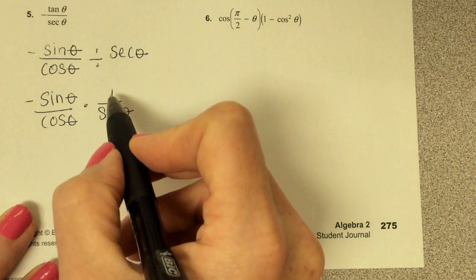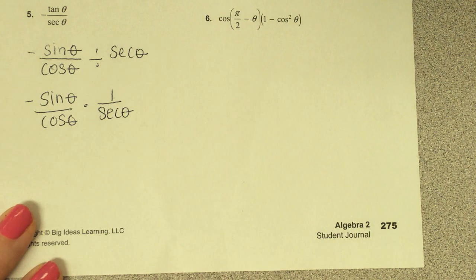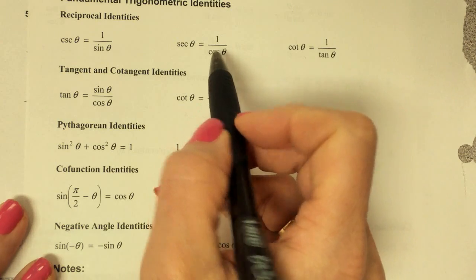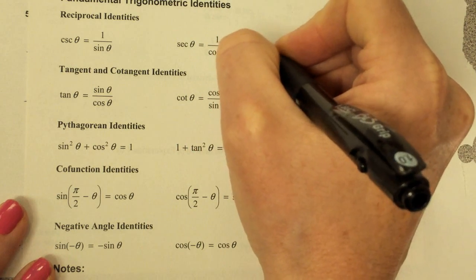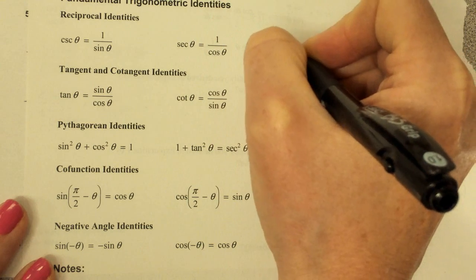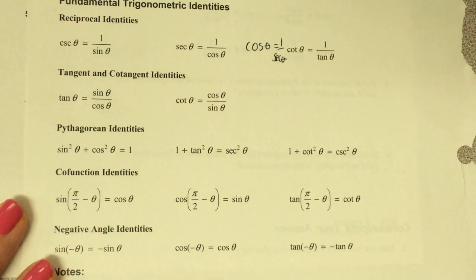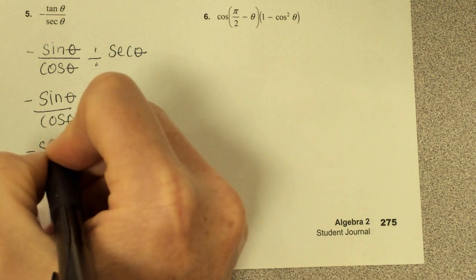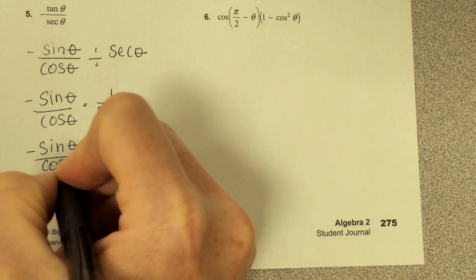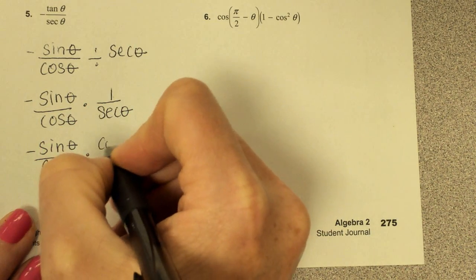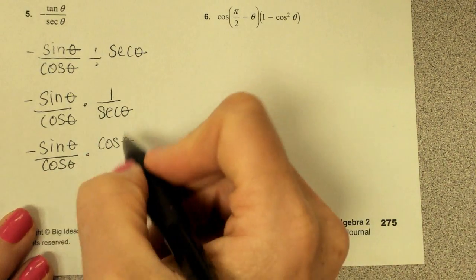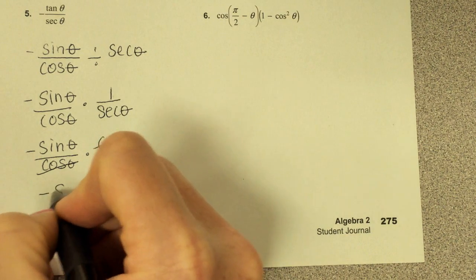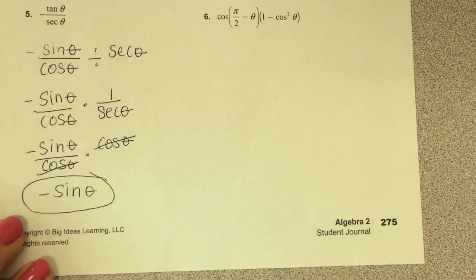What is another name, though, for 1 over secant theta? If you look at your paper, we know that secant theta is 1 over cosine, so we would also know that cosine is the same thing as 1 over secant. So what am I going to replace the 1 over secant with? Cosine. So now I have negative sine over cosine times, this is now cosine. And now cosine divided by cosine cancels to be 1. So our answer to this is negative sine theta.